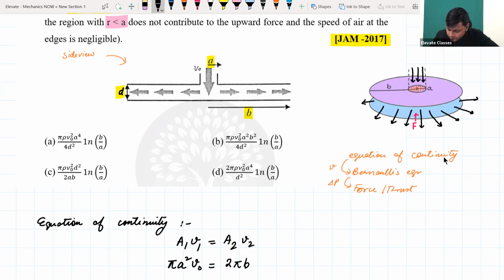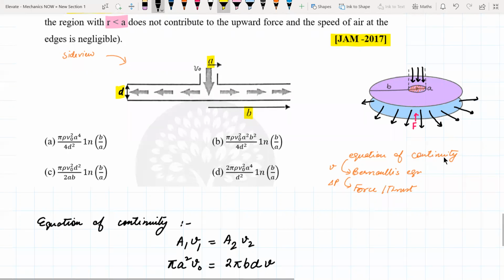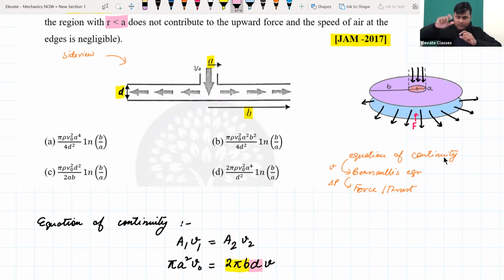2 pi b d. Yes, sir. 2 pi b is the circumference of the disk and d is the gap. So the entire area of cross section is in fact a cylindrical surface. The area of cross section associated with the exit is a cylindrical surface. The base circumference is 2 pi b and the height is d. So 2 pi b d, you can say.